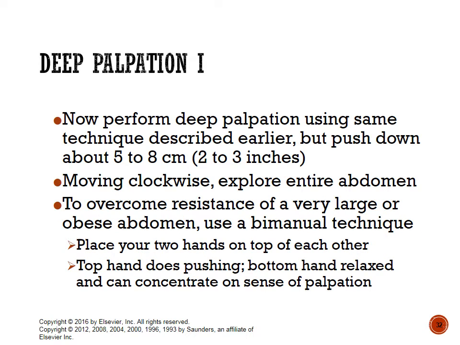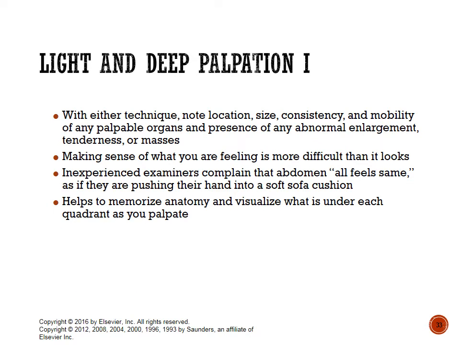After that light palpation, we do deep palpation. This is going to be more for identification of organs. We once again are going to move clockwise over the entire abdomen. There could be a lot of resistance with a very large or obese abdomen, so we may be using both hands at the same time for that technique. With each technique, we're going to look at location, size, consistency, looking for any type of abnormal enlargements, tenderness, or mass.